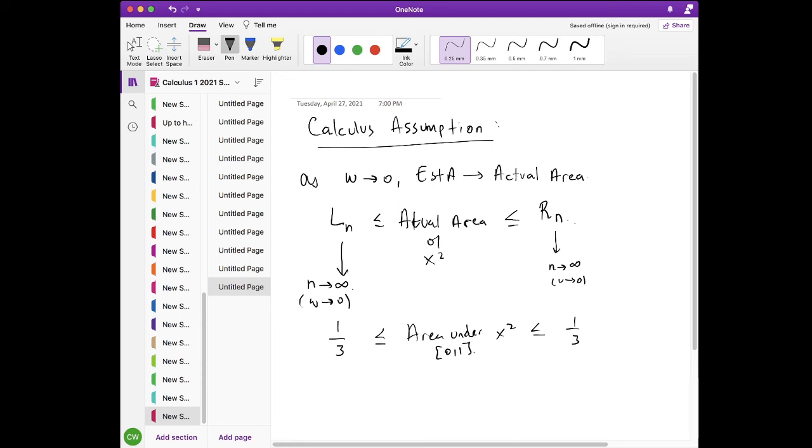Do you agree that the actual area of x squared is always above the left approximation and always below the right approximation? Yeah, so we're going to do that. We may not finish today, but I want to do at least one of the left or rights. We'll show that as the number of rectangles goes to infinity, or the width goes to 0, the area is going to converge to 1/3.